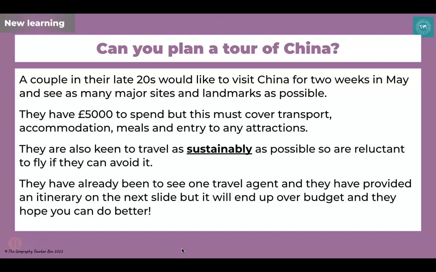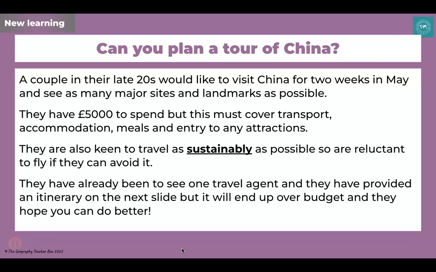So there's a couple of things to bear in mind here. You've got a budget, you've got £5,000 that you can use, but it's got to cover how they're going to get to the different places they're going to visit, because they want to go to different landmarks and major sites in China. So you need to think about the best way to get around. They don't want to fly because it's not sustainable. So they could go by train, they could go by car perhaps, or maybe on a bus if they're sharing with other people would be better.